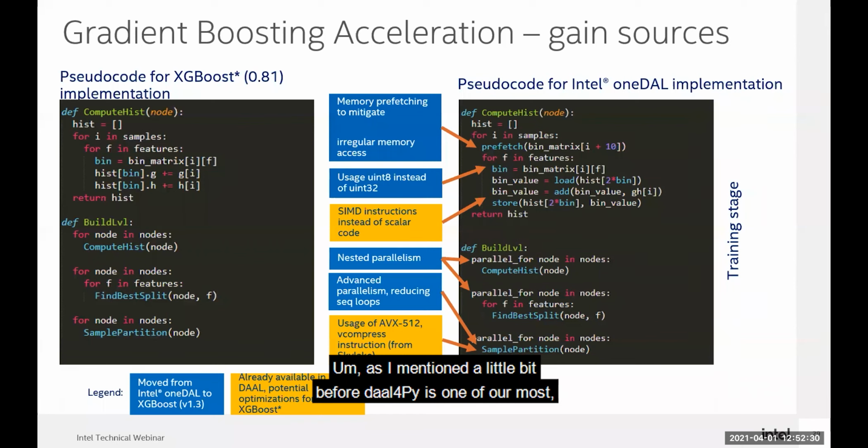As I mentioned a little bit before, DAAL4py is one of our most optimized libraries. In DAAL4py, we have a gradient boosting algorithm. But because we don't want to force our users to use DAAL4py to get that performance benefit, we take the logic and concepts behind how we optimize our gradient boosting algorithm and apply them directly to the XGBoost code itself. What those look like is essentially a bunch of memory optimizations: helping optimize irregular memory access using better instruction sets, like using uint8 instead of uint32, using parallelism where we can, and taking advantage of compression, another good memory optimization within the XGBoost code. This is for both training and prediction.